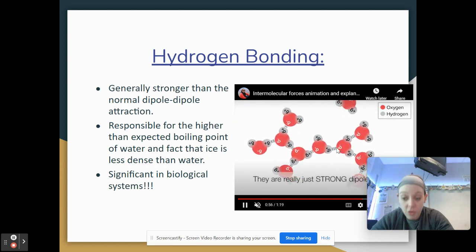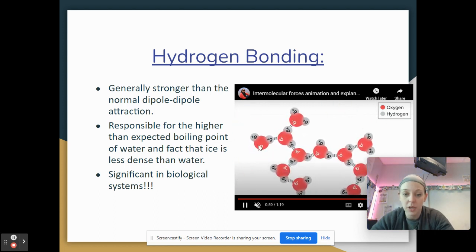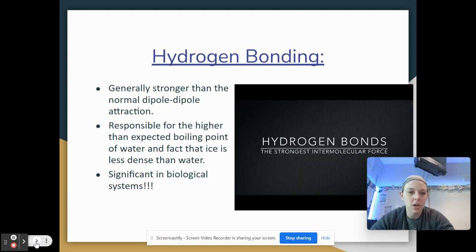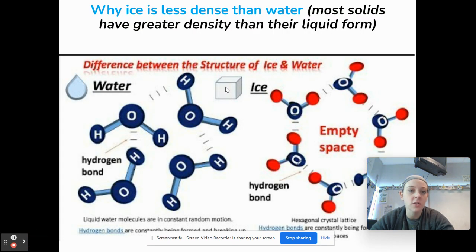These are very strong dipole-dipole interactions, because they are outrageously strong between the hydrogen and the oxygen. They're very polar. So this is also why we see that ice is less dense than water. Typically, if you have a solid, it is going to be more dense than its liquid form. This happens for pretty much every chemical that exists in the universe except water.